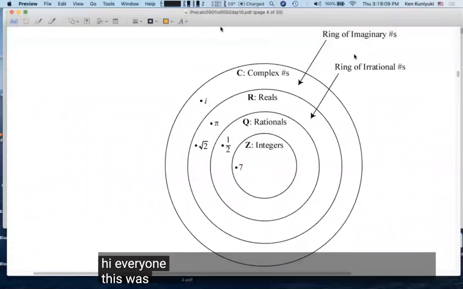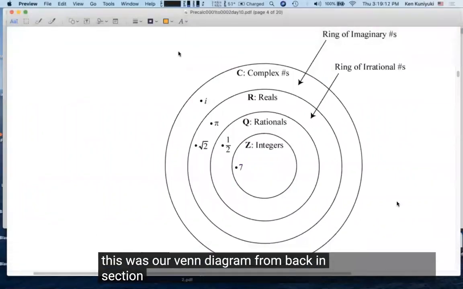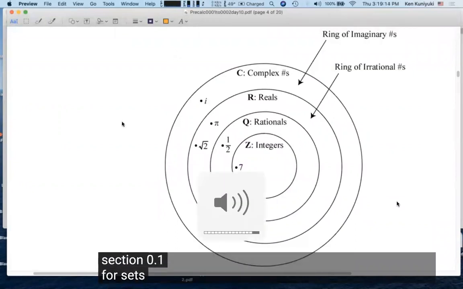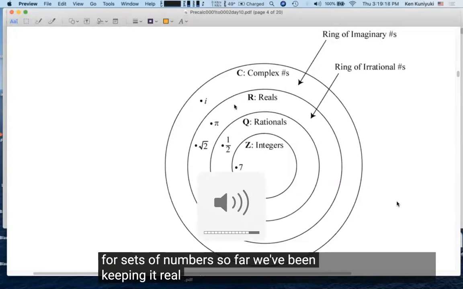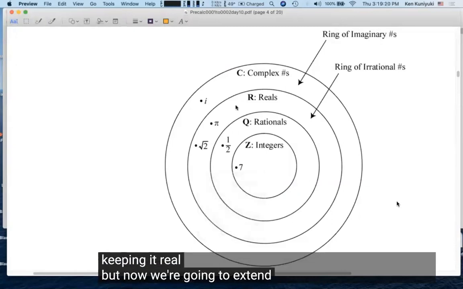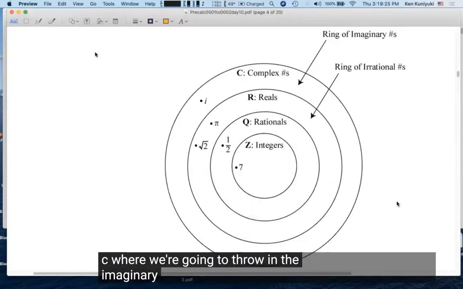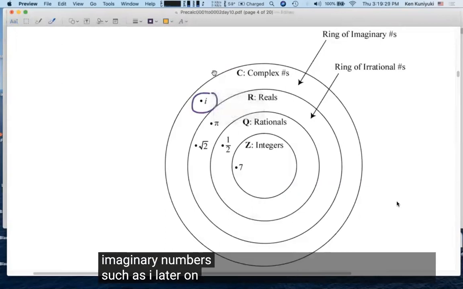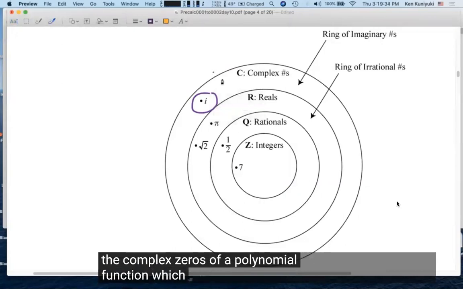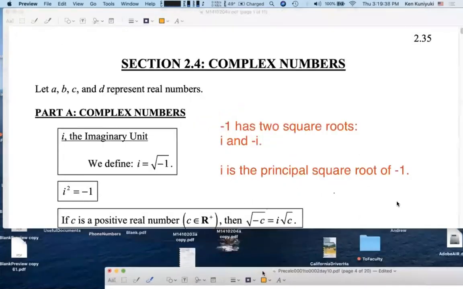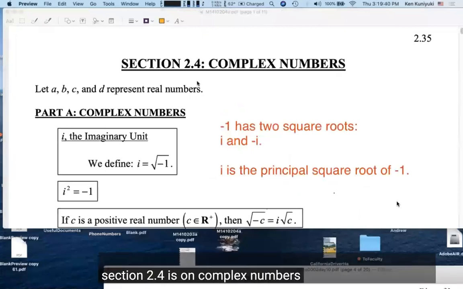Hi, everyone. This was our Venn diagram from back in section 0.1 for sets of numbers. So far, we've been keeping it real. But now we're going to extend to the broader set of complex numbers, C, where we're going to throw in the imaginary numbers, such as i. Later on, we're going to talk about the complex zeros of a polynomial function, which could be real or imaginary. Section 2.4 is on complex numbers in general.